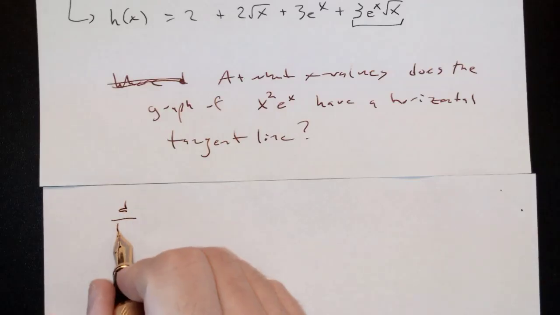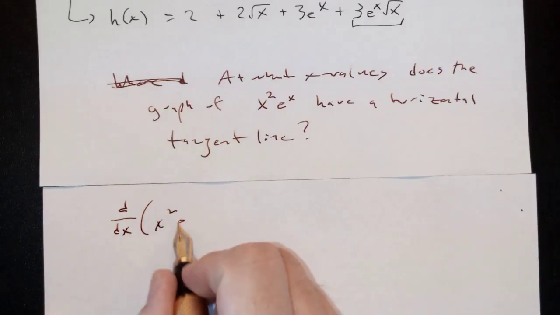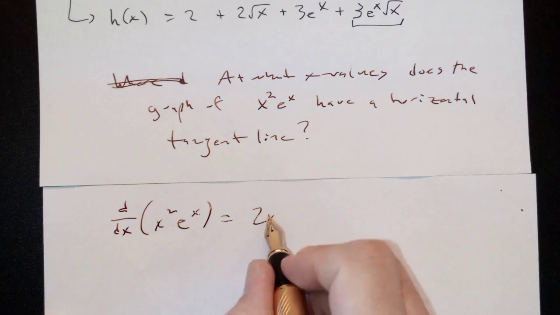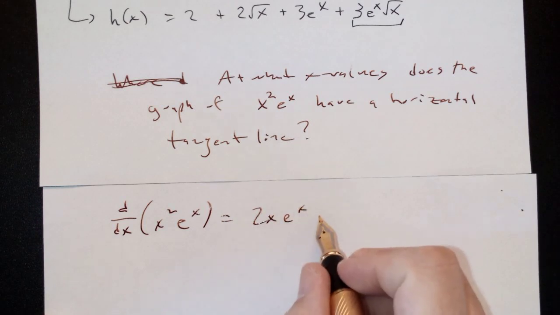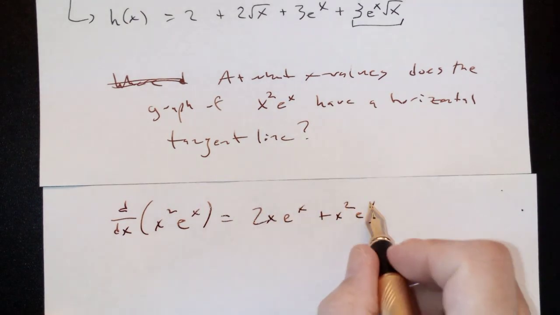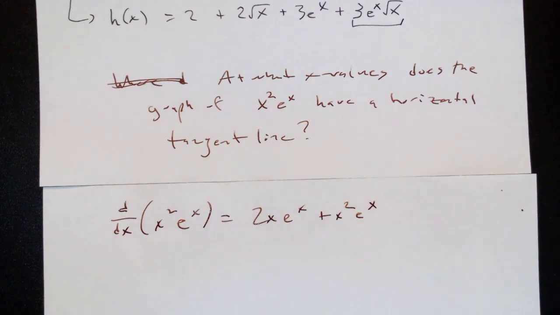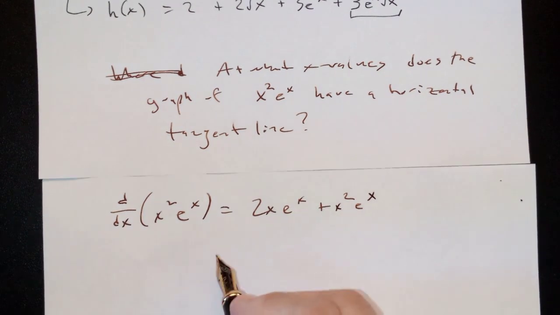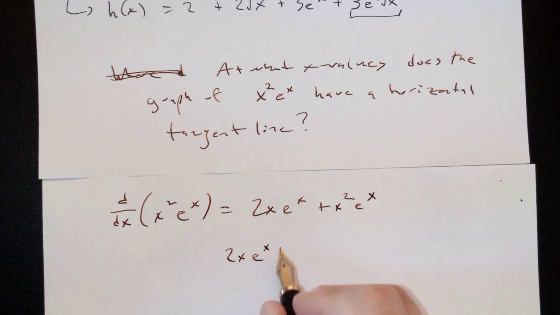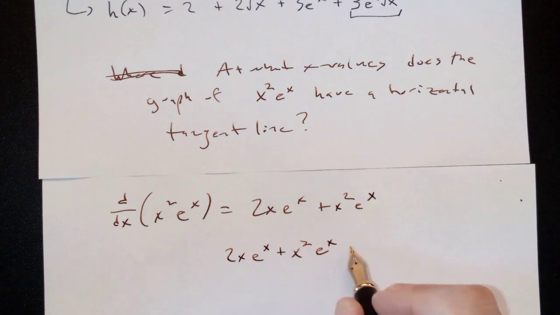The derivative of x squared e to the x was 2x e to the x plus x squared e to the x. And now I want to set that equal to 0. And Chloe, this is where I start doing the algebra necessary, because I'm going to do something with this derivative rather than just stare at it. 2x e to the x plus x squared e to the x equals 0.